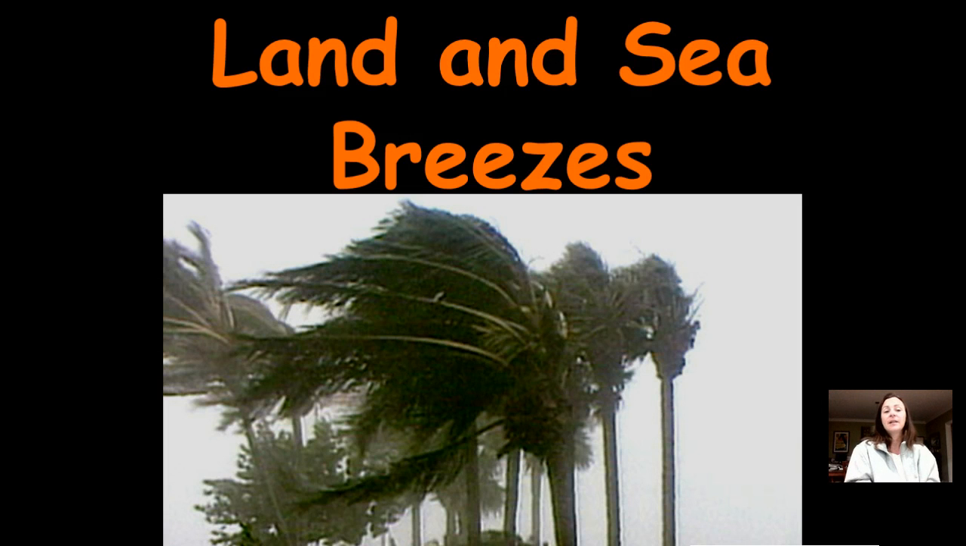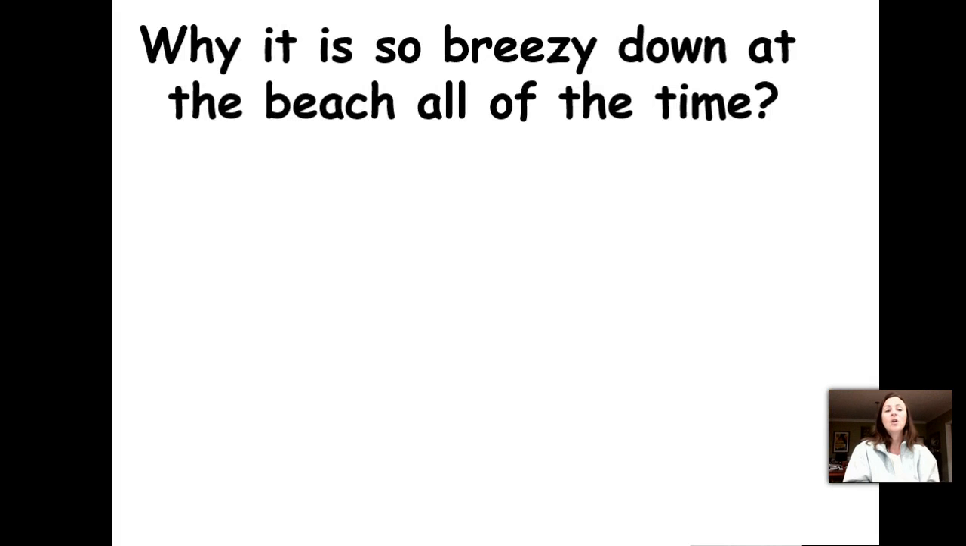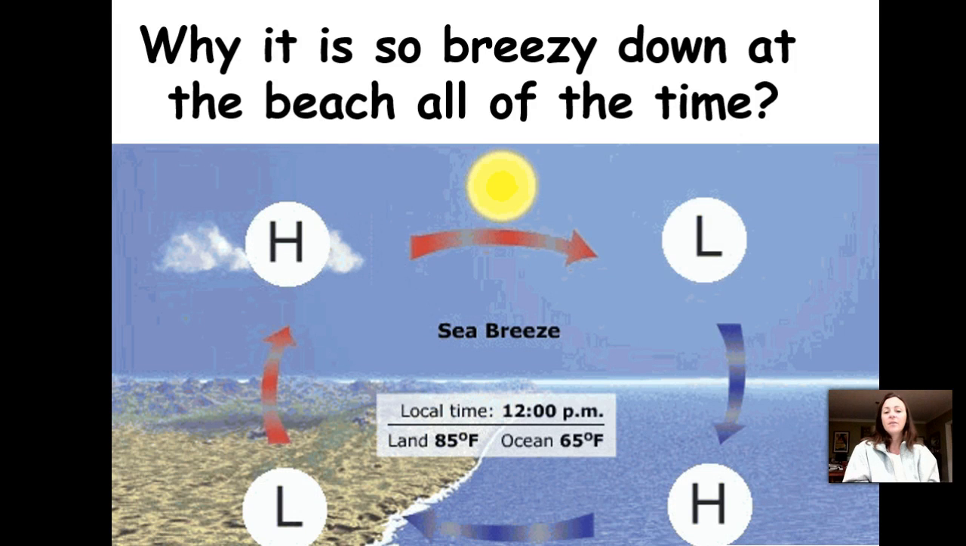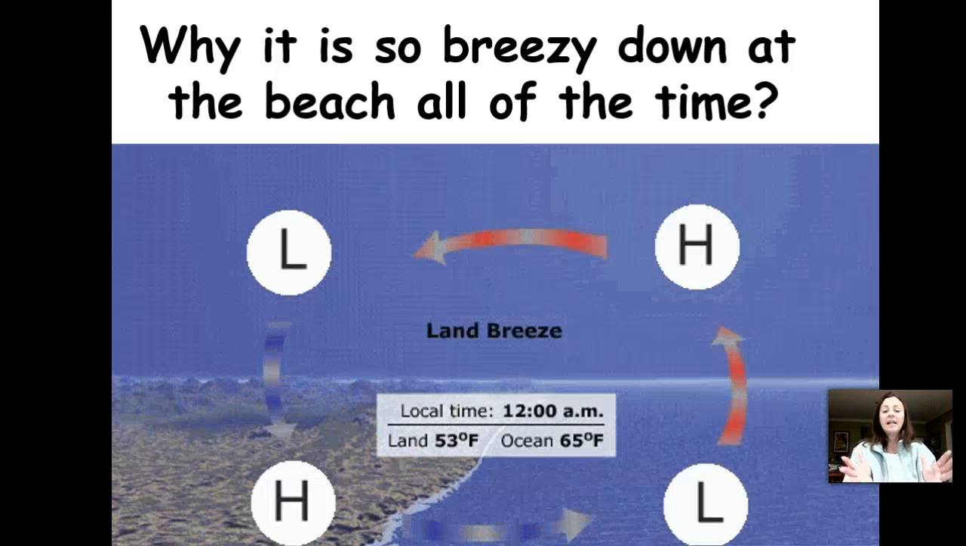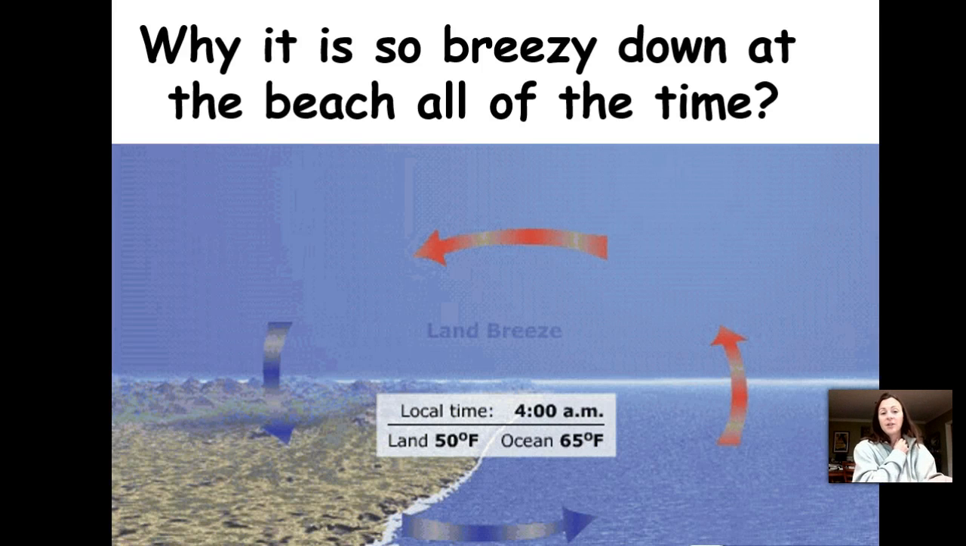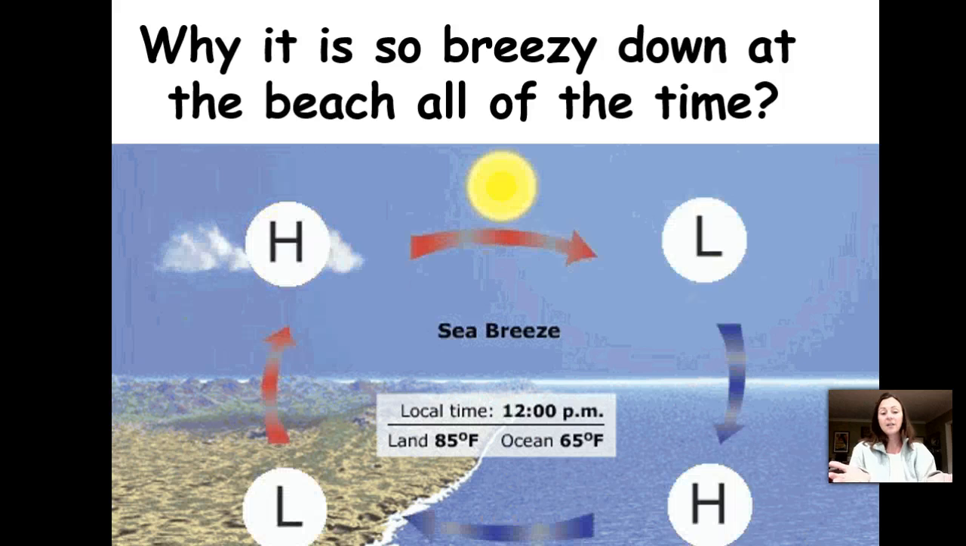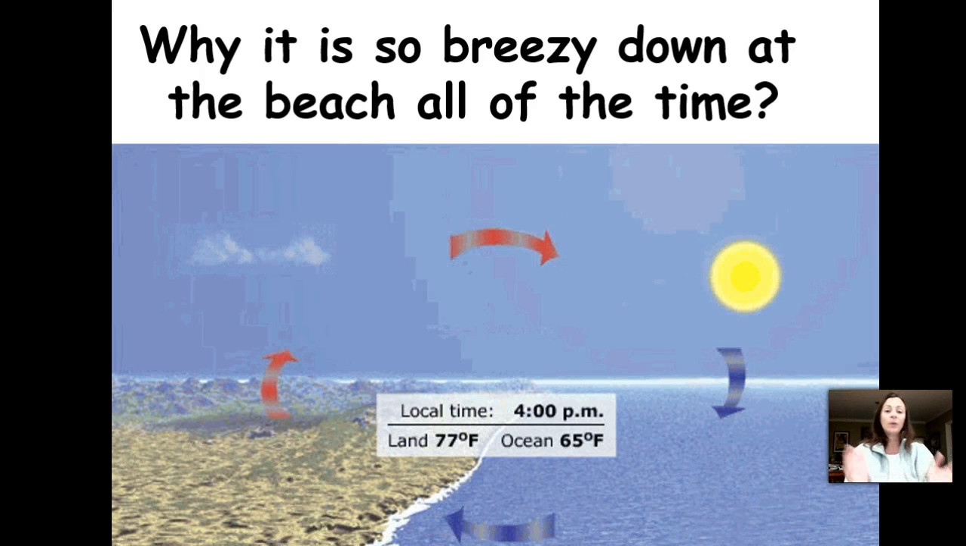Land and sea breezes. When we go to the beach, we feel more wind sometimes, and that's known as a sea breeze. Well, let's talk about how that's created. Why is it so breezy there? Well, we said that winds are created by changes in air pressure. And if we think about specific heat, which we talked about in our last unit on energy, land heats up faster, water does not. So the heating and cooling of the land is going to generate changes in air pressure, and that will create winds.